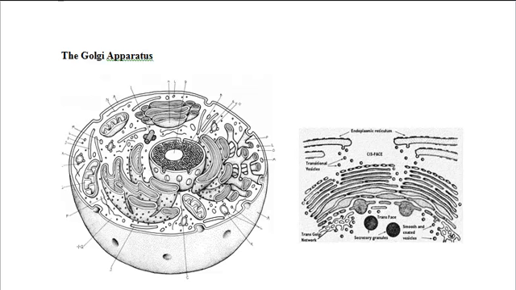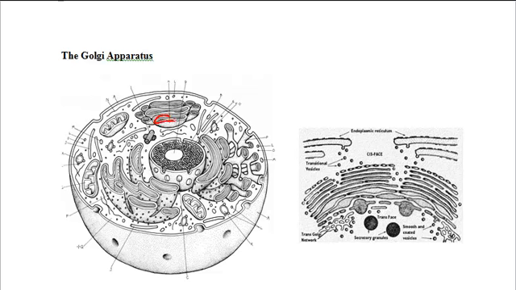Welcome back to Unit 4, Lesson 2, Part 2, where we're picking up talking about the eukaryotic cell and its organelles. Previously, we talked about the nucleus and the ER, and now we're going to talk about the Golgi. The Golgi is this apparatus right here.